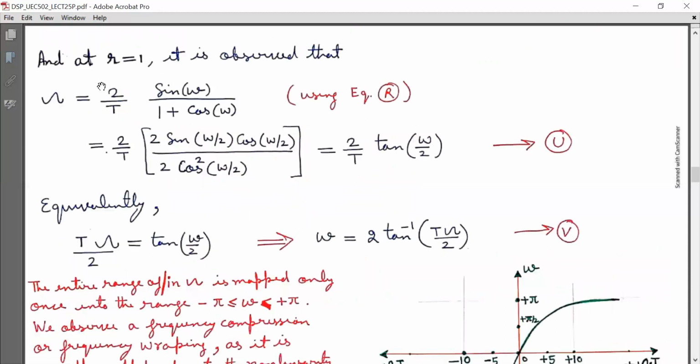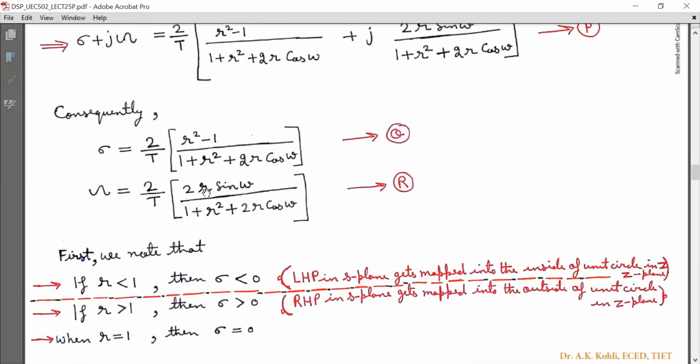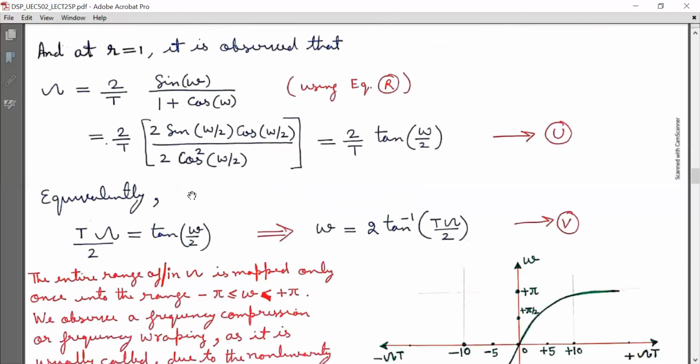Now when R is equal to 1, it is observed that capital omega is equal to 2 by capital T sin omega by (1 plus cos omega). That is 2 by capital T sin small omega by (1 plus cos small omega). That is using equation R, in which I am substituting R is equal to 1. Now I will use the half angle formula, that is 2 by capital T bracket (2 sin omega by 2 cos omega by 2) divided by (2 cos square omega by 2), and that will lead to an expression capital omega is equal to 2 by capital T tan small omega by 2. That is equation number U.